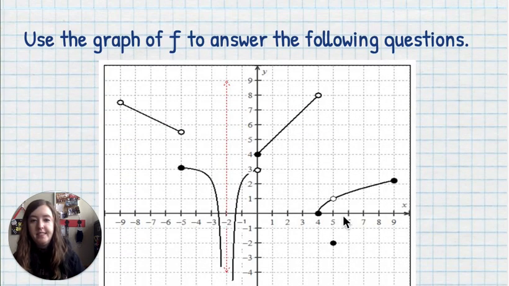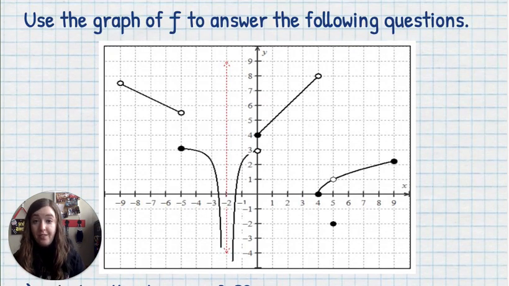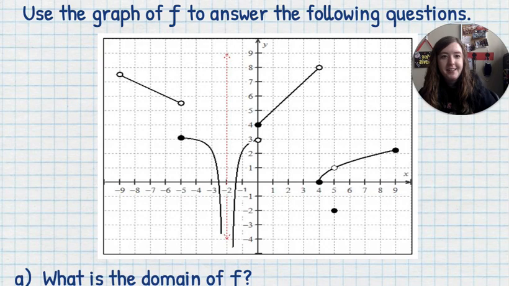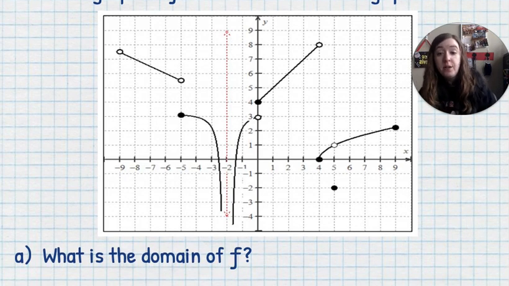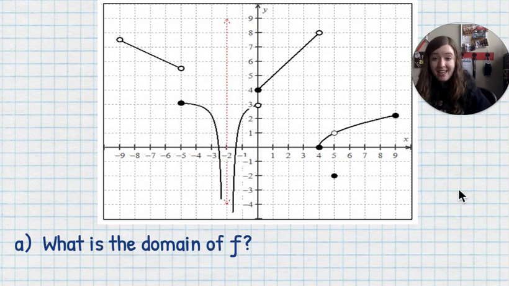Good deal. So now we're going to use the graph of f to answer the following questions. Okay, I'm going to move myself over. There we go. What's the domain of f? So remember, our domain is all of our x values. So we start off here at -9, but we have an open circle, so that means we need to have a parenthesis with that -9.